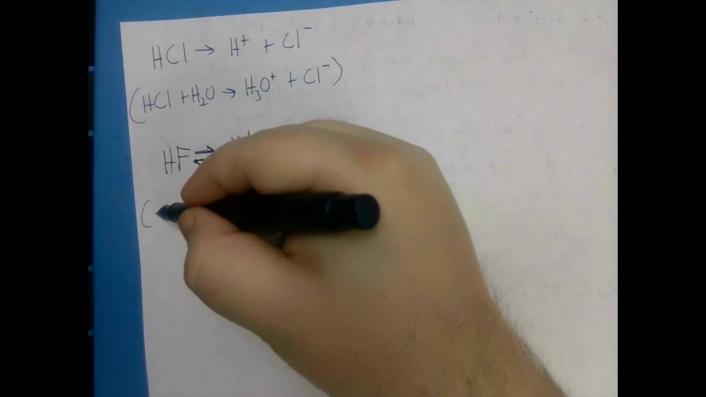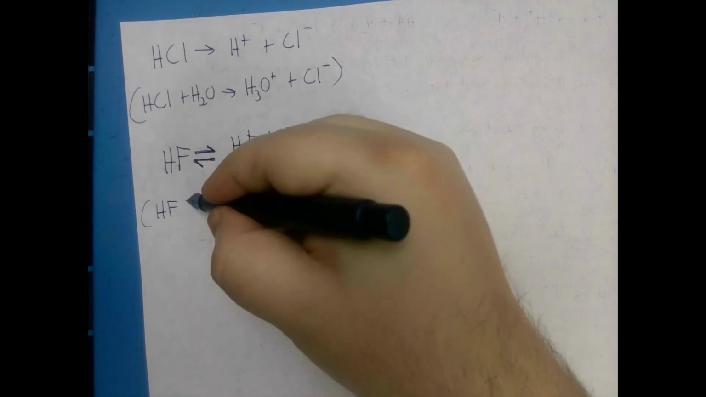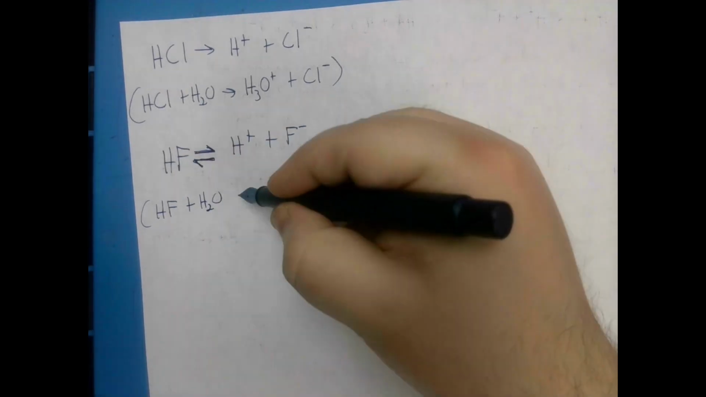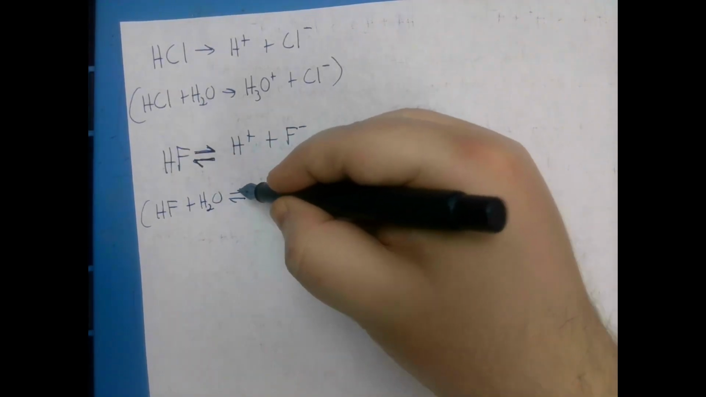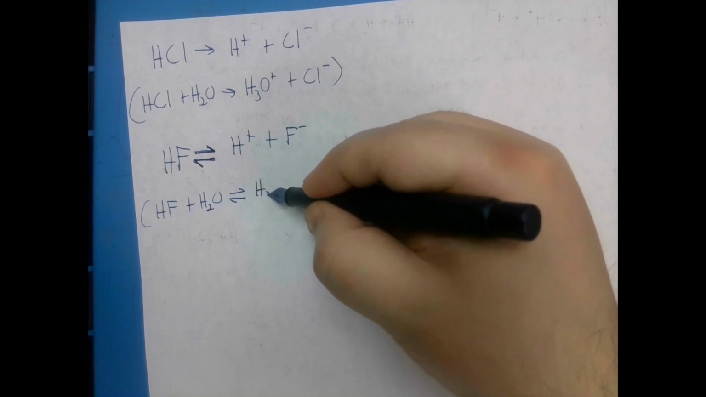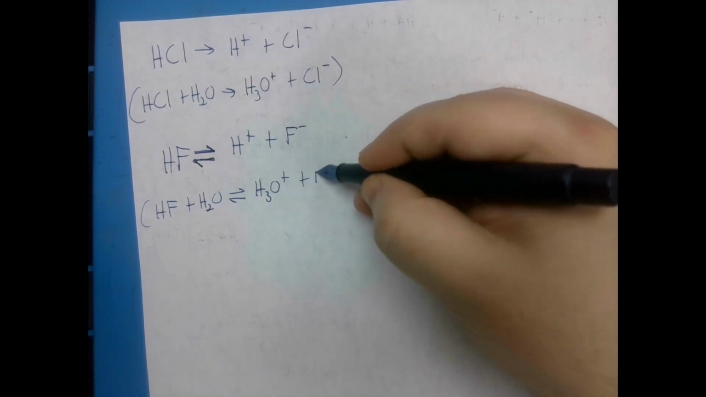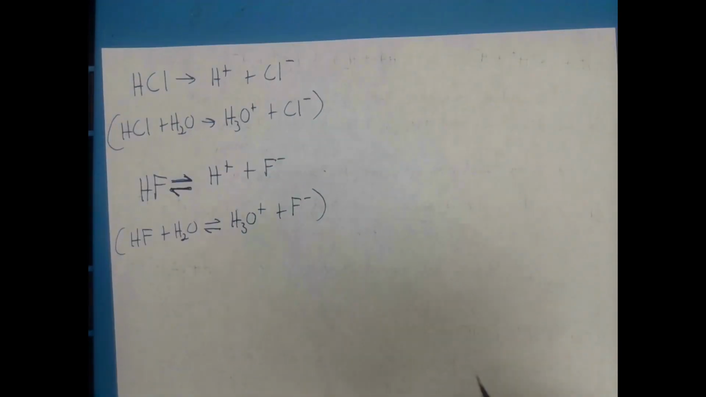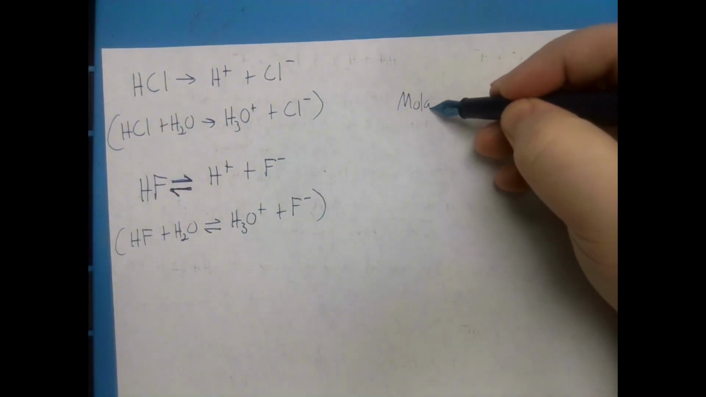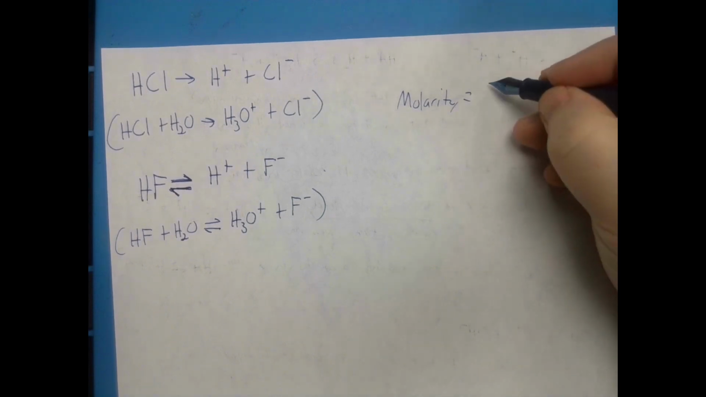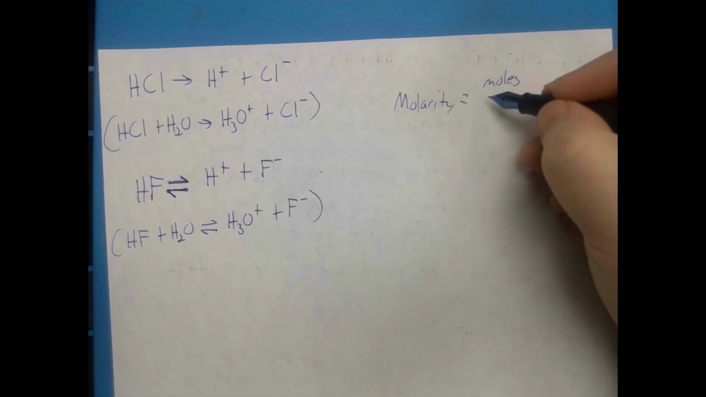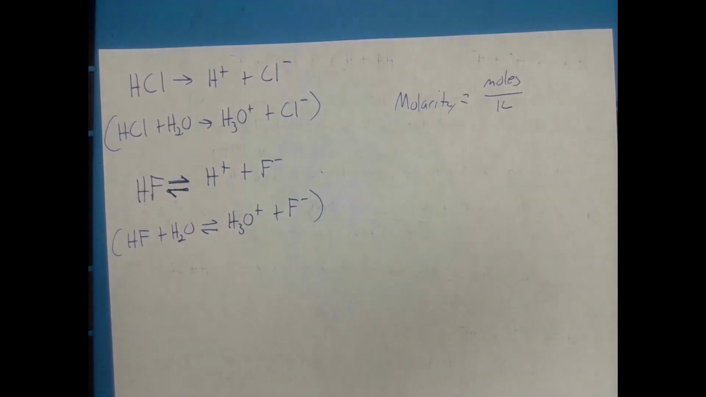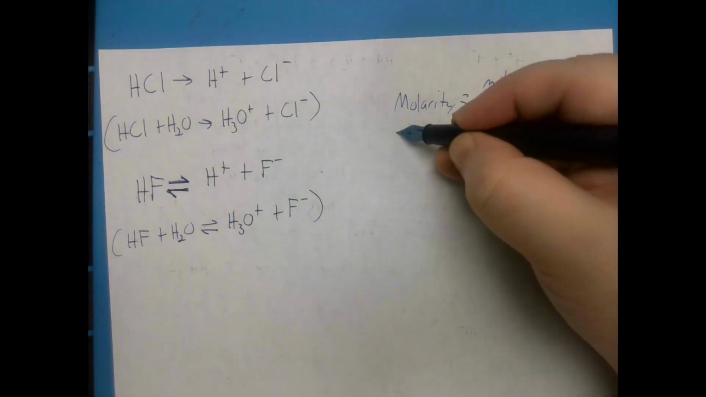Or written more formally, HF with water goes back and forth between H3O+ and F negative. So we've been learning a lot about molarity. Molarity is the number of moles per 1 liter. This is a form of concentration.